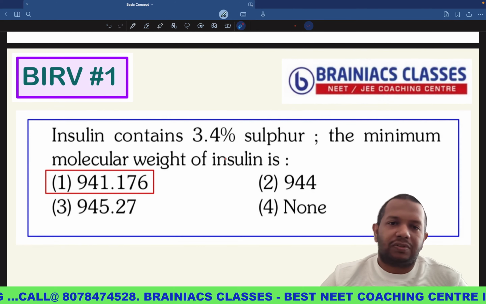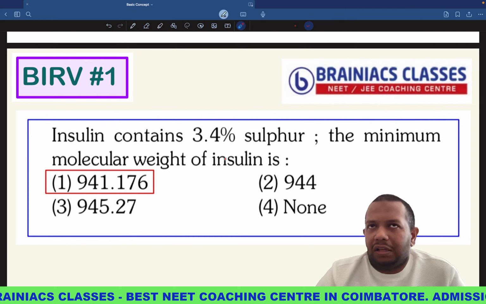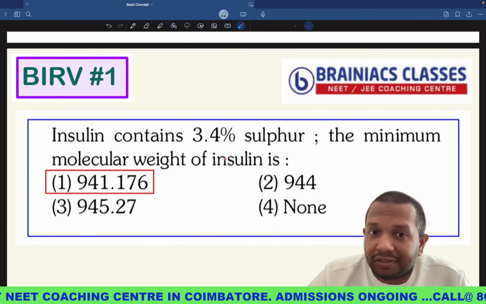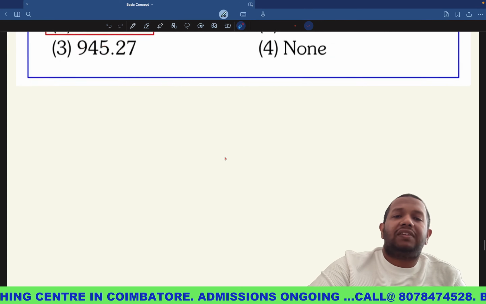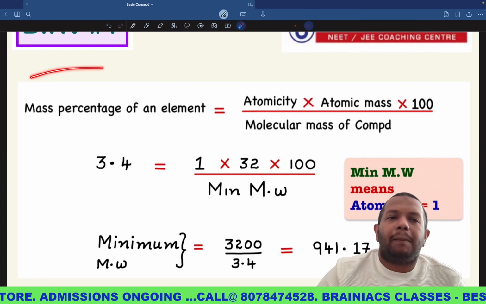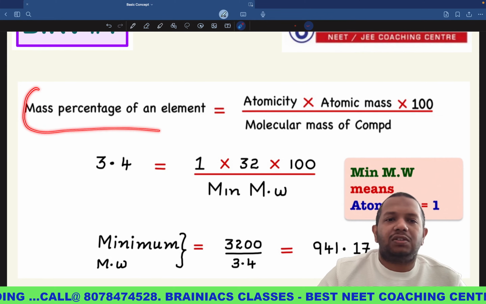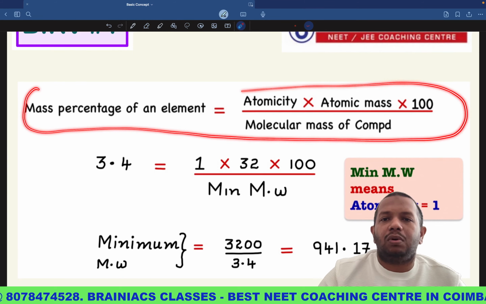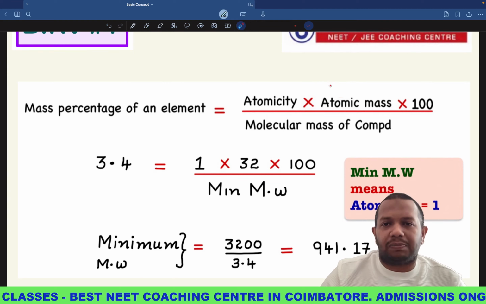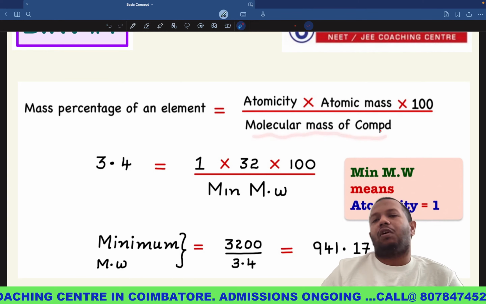This type of question comes under the topic percentage composition. Until now it has not been asked in the NEET exam, so you can even expect it this year. Let's see how to handle this type of question. We know this fundamental formula, very, very important: mass percentage of an element is equal to atomicity into atomic mass of that particular element into 100, divided by molecular mass of the compound.